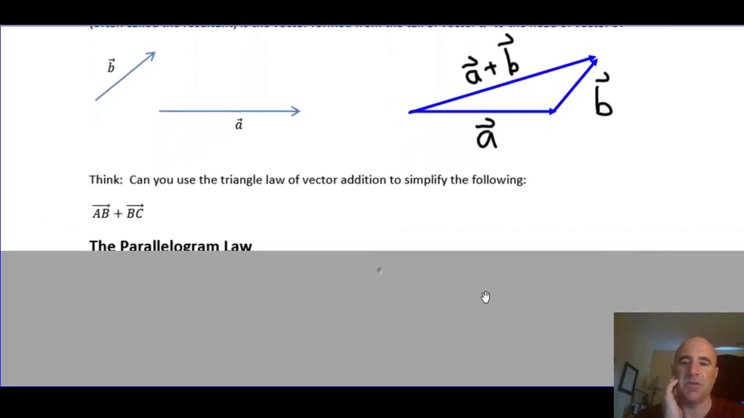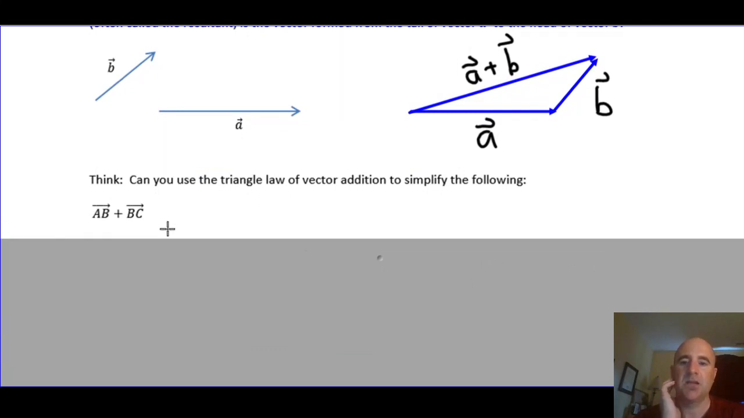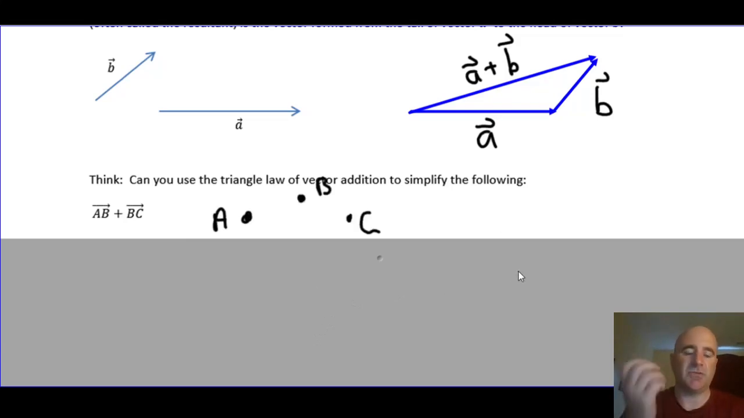Let's take a look at this little problem here. Can you think of using the triangle law of vector addition to simplify the following? So here we have AB plus BC. Remember from yesterday, these are called point-to-point vectors. So what we have here is three points, A, B, and C. And there I've drawn points A, B, and C in kind of a random order. Now we're talking about adding vector AB plus BC. So here's vector AB, and there's vector BC.